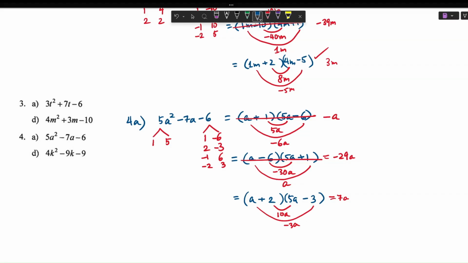So let's try it again with different signs. So negative 2 and positive 3. We're going to get negative 10a and 3a. Together that makes negative 7a. I should stop putting equal signs here. You get negative 7a, and that is what you want, so this is correct.